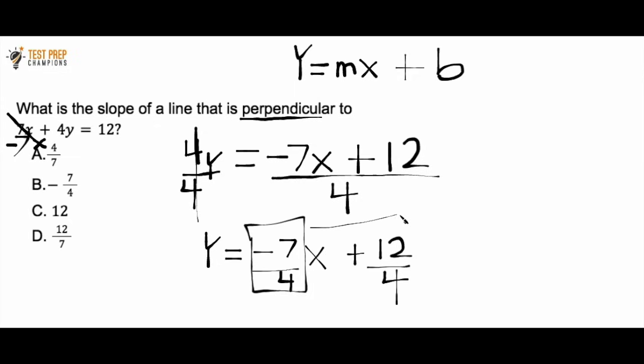So whenever you find the slope and you need to know what is the slope of a line that's perpendicular to that equation, you have to take the opposite reciprocal. That's a fancy word for flip it upside down. So instead of 7 over 4, I make it 4 over 7. And since it was negative 7 over 4, I make this positive. So you take the opposite reciprocal, the opposite. This is negative, it becomes positive, and you flip it upside down. So it becomes 4 over 7. So the correct answer here is A.